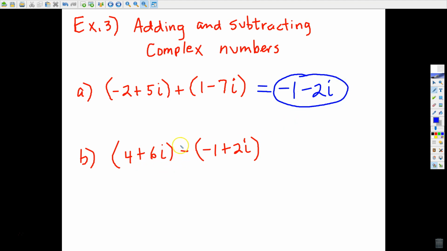Subtraction is the same idea, but you've got to be careful. People miss subtraction because not only am I subtracting -1, but I'm also subtracting 2i. So you probably learned in Algebra 1 this idea of distributing -1. You might want to take this problem and rewrite it yourself like this. And now you'll be sure to subtract both of these.